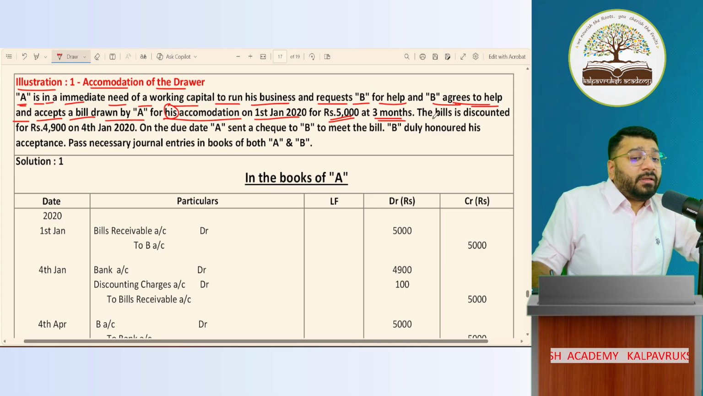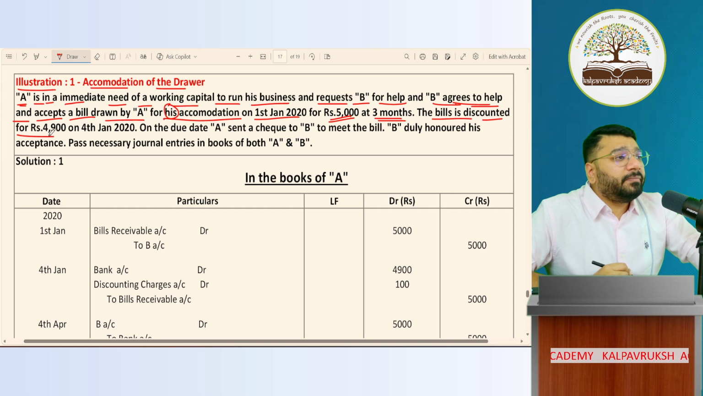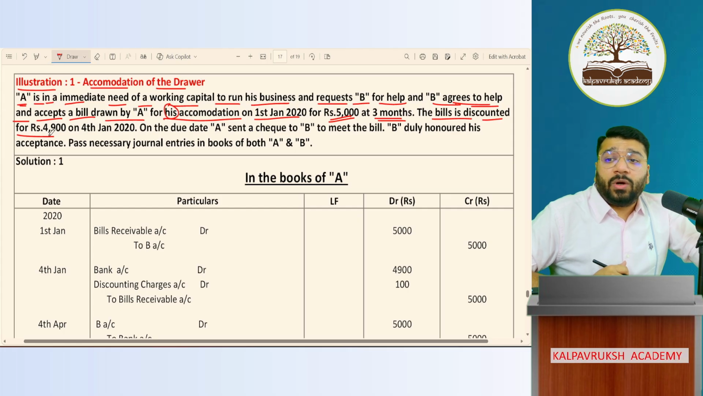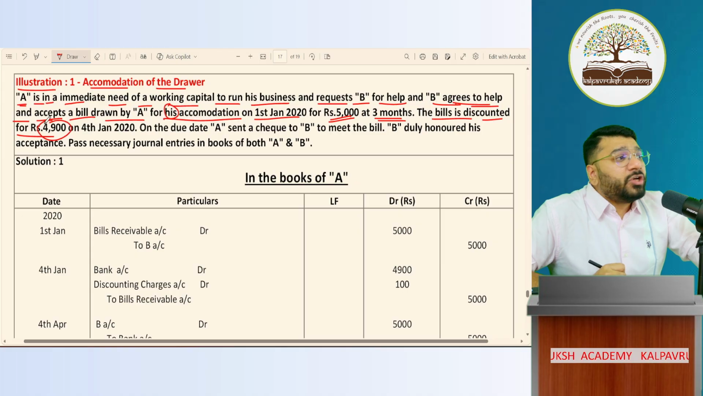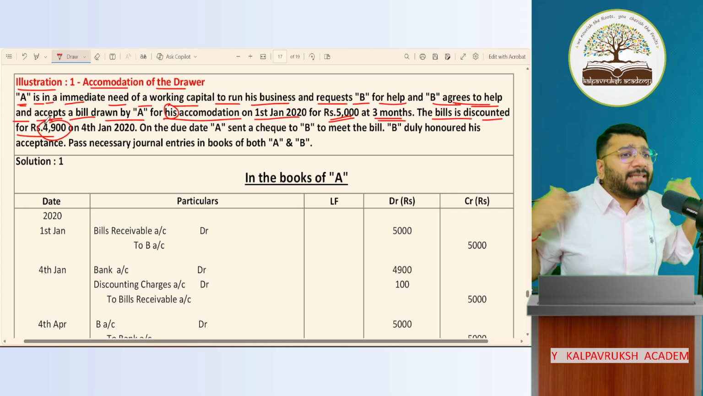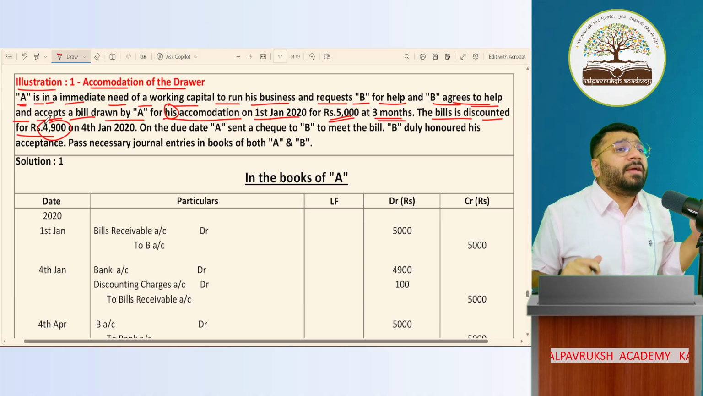Okay. The bill is discounted for 4,900. So the bill was worth how much? 5,000. The bill that was discounted was worth 5,000. From the banker, what have you received? Only 4,900. So the difference 100 that you have not received is the discounting charges. Who will bear it? A or B? Obviously A, because A is enjoying this money. So A will have to book the expenses.